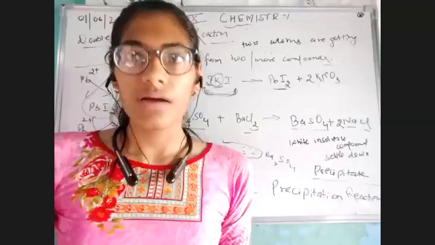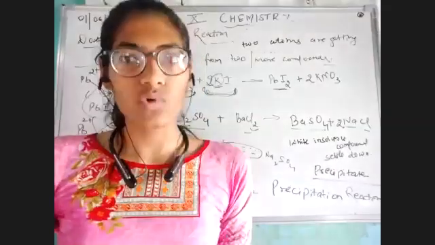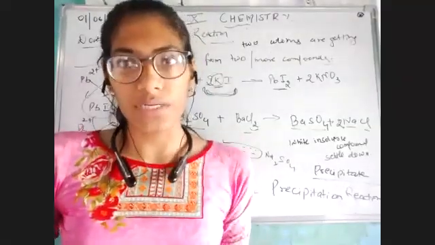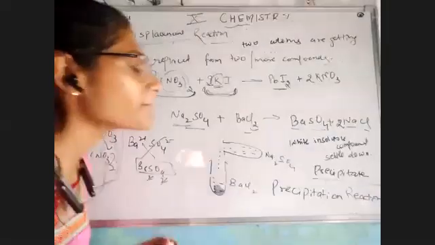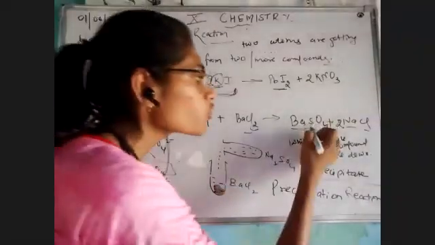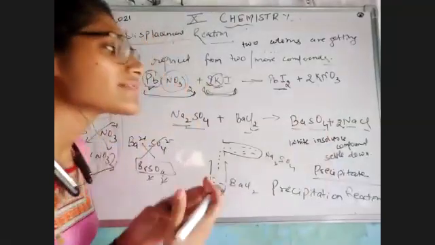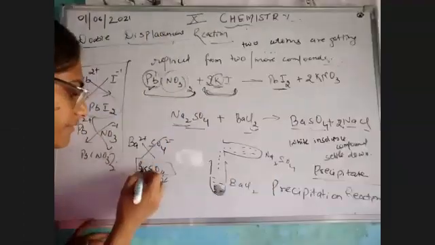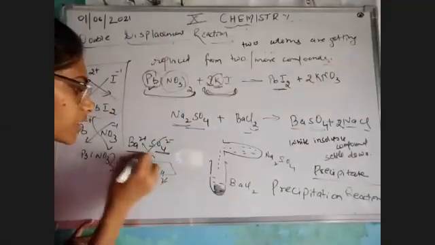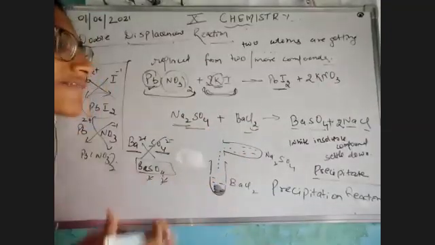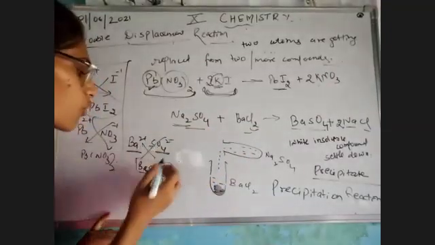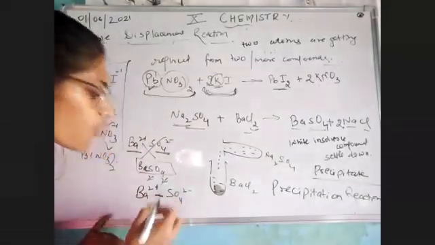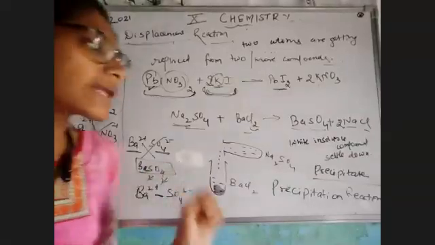Now the point arises, how can we come to know that this is a precipitation reaction, or how can we say that there is formation of a precipitate? The point here is barium 2 positive and sulfate 2 negative, whenever they combine, they have the capability to make a strong bond. Barium 2 positive and sulfate 2 negative, these are two ions. When they get replaced, they make a strong bond, and this bond is so strong that there is no space available between them.